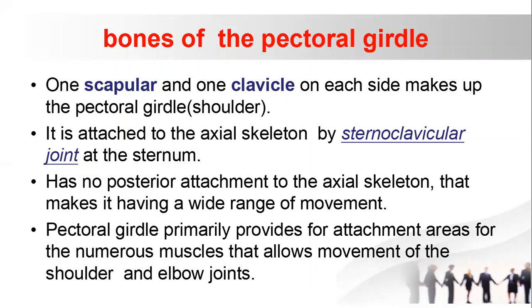It has no posterior attachment to the axial skeleton. That gives it a wide range of movement. So the shoulder has a wide range of movement due to its lacking posterior attachment to the axial skeleton. The pectoral girdle primarily provides attachment areas for numerous muscles that allow movement of the shoulder and elbow joint.